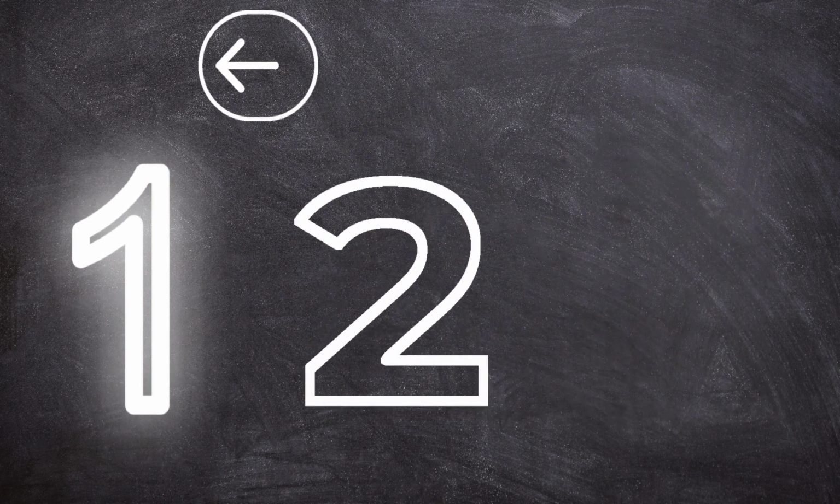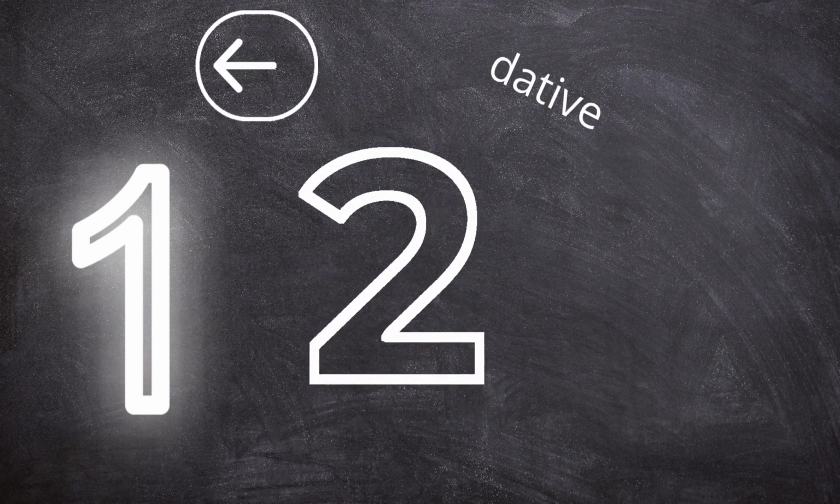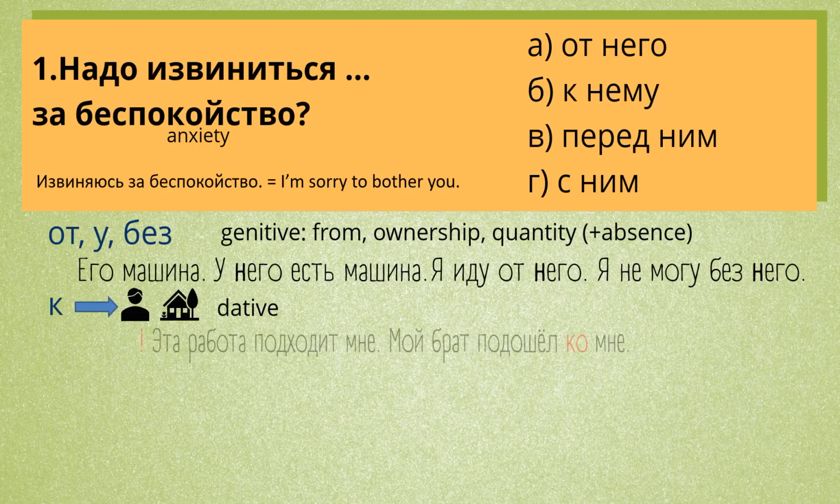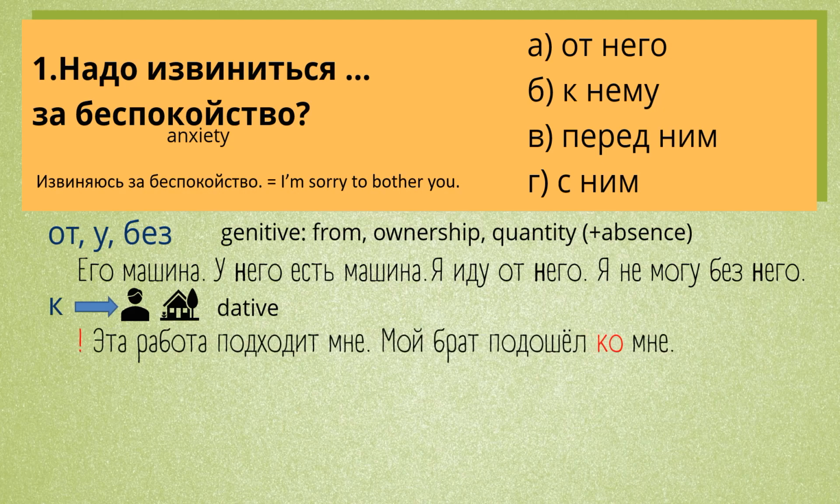You have something one and the second one wants to go to the first one. There is a motion or the idea of the motion. You use к all the time and it's dative. Let's go back. One more.